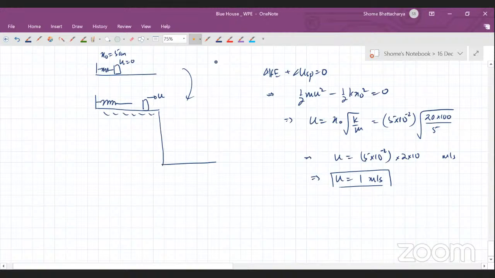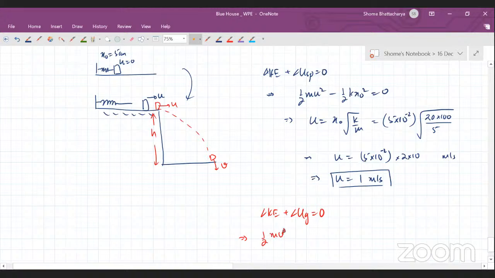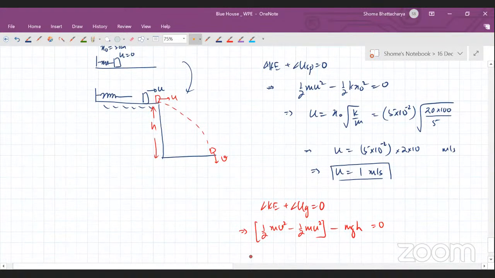Okay. So next you will see that when it goes from this part to this part, for the second part, change in kinetic energy plus change in gravitational potential energy should be 0. So half m v square minus half m u square minus mgh, because it's coming down through a vertical height of h, this should be 0. This is really very simple.